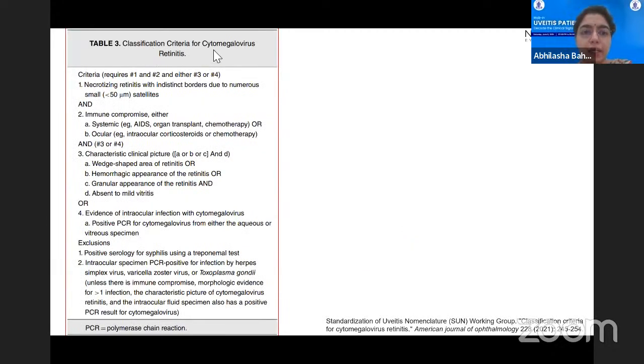Coming to classification criteria for CMV retinitis, it requires criteria 1 and 2 and either of 3 or 4. So necrotizing retinitis with indistinct borders, and immunocompromised due to any reason, and either a characteristic clinical picture with wedge-shaped area of retinitis, hemorrhagic appearance of the retinitis, granular appearance, or absent or mild vitritis, or a positive PCR. Again, a positive serology for syphilis is an exclusion criterion in this case too.